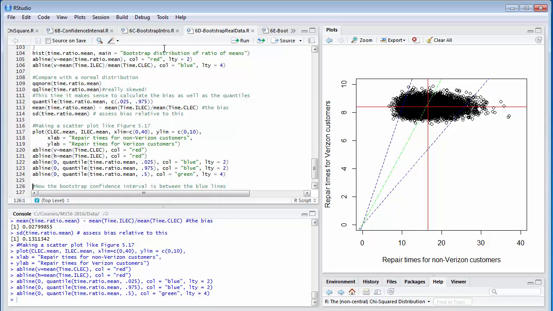So what's our bootstrap confidence interval? It's between the blue lines. We can say we're not sure that we've got the actual true ratio of repair times, but on the basis of our bootstrap, we say it has a 95% chance of lying in between those sloping blue lines. And since both sloping blue lines show that it takes less time for a Verizon customer to get a repair than it takes for a competitor's customer, that's a fairly convincing argument that the smaller repair times for the Verizon customers are a significant statistic.